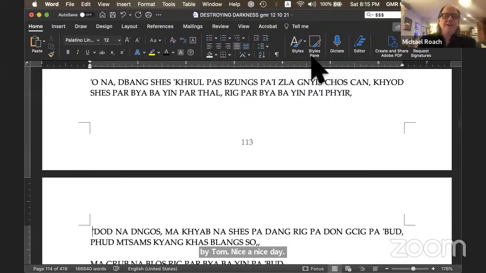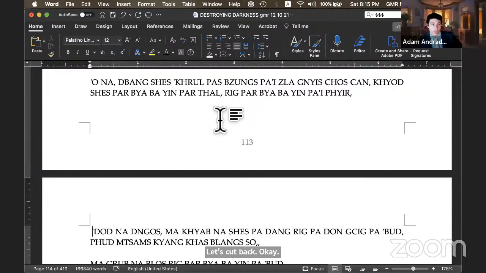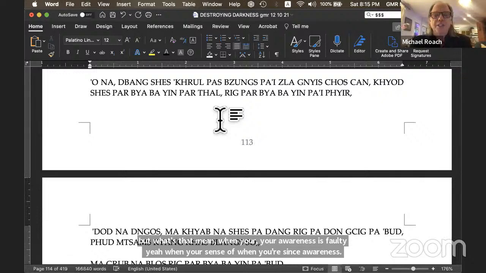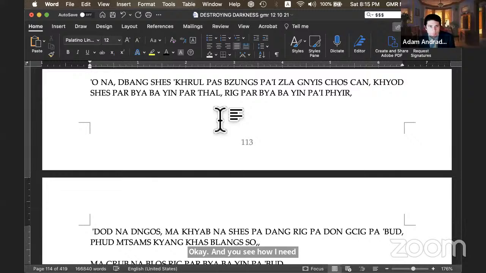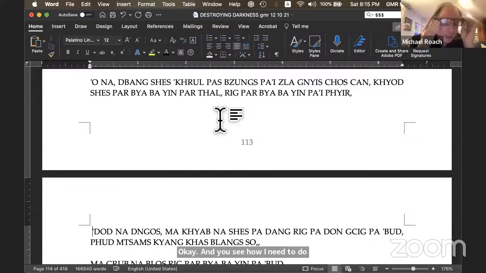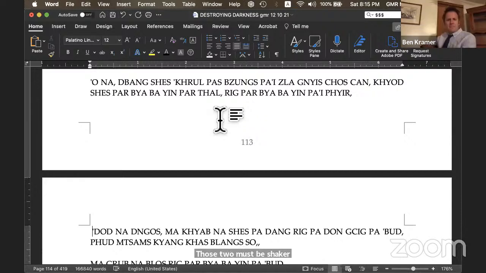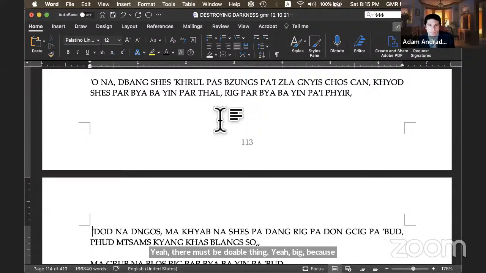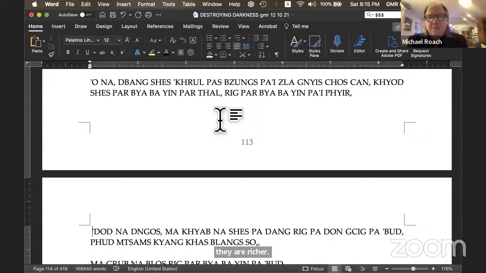Okay. Here's our response. Well then, when your Wangshe is Trupa, what's that mean? When your awareness is faulty. Yeah, when your sense awareness is messed up because you stuck your finger in your eye, and you see two moons. Those two must be Sheja. They must be knowable things, because they are Rikja. Because they're perceived. And knowable thing in Buddhism means existing thing.